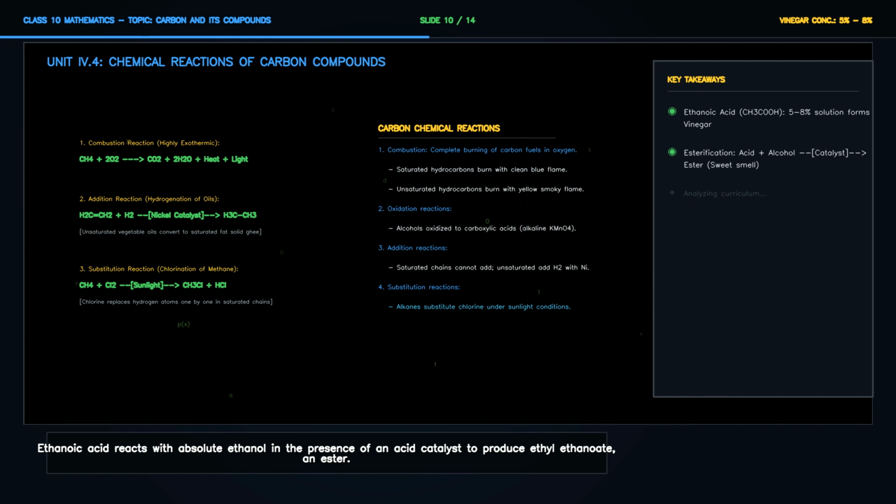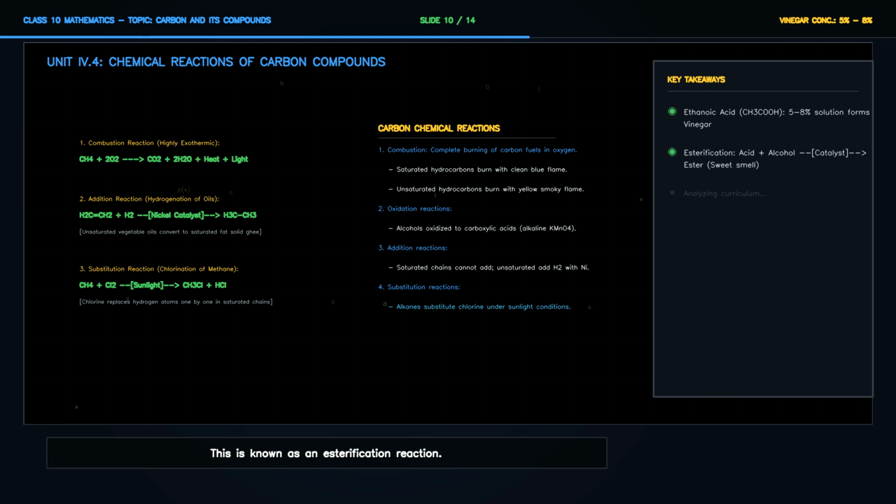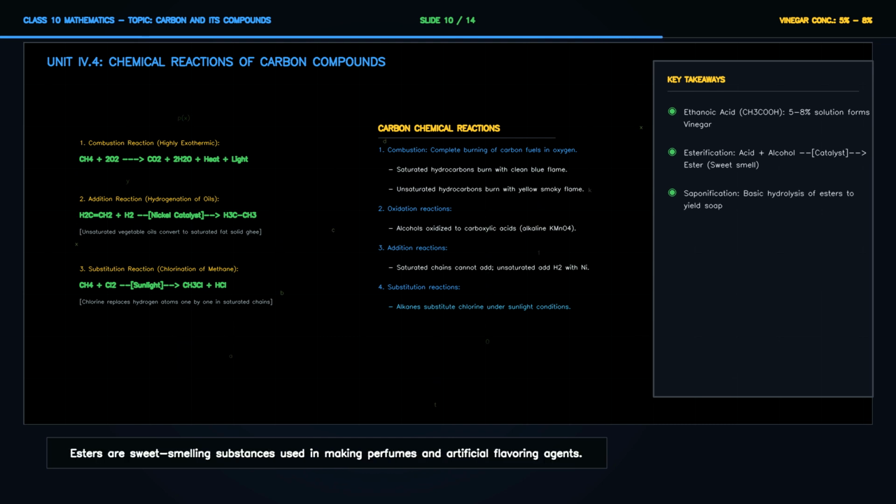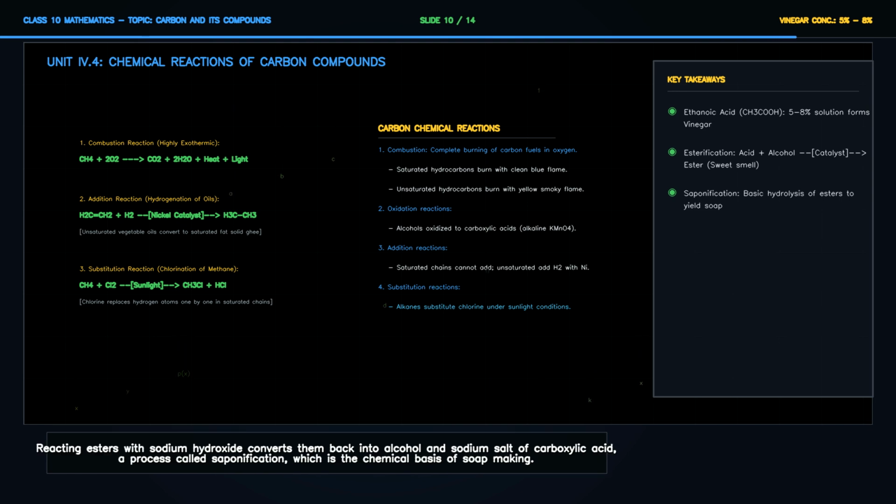Ethanoic acid reacts with absolute ethanol in the presence of an acid catalyst to produce ethyl ethanoate, an ester. This is known as an esterification reaction. Esters are sweet-smelling substances used in making perfumes and artificial flavoring agents. Reacting esters with sodium hydroxide converts them back into alcohol and sodium salt of carboxylic acid, a process called saponification, which is the chemical basis of soap making.